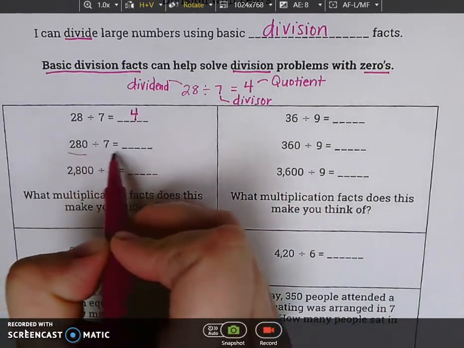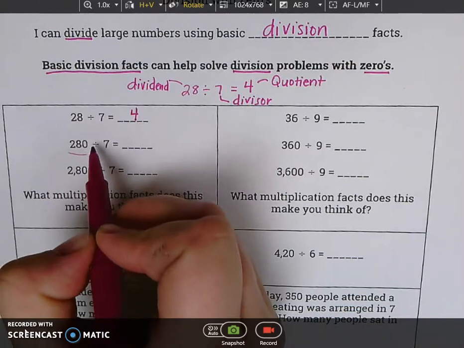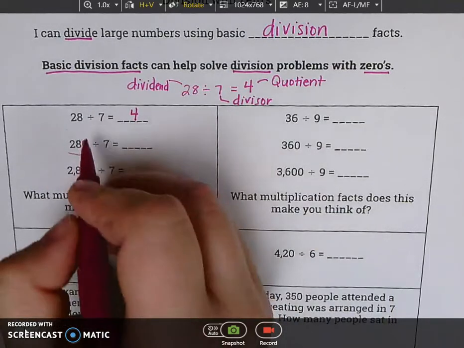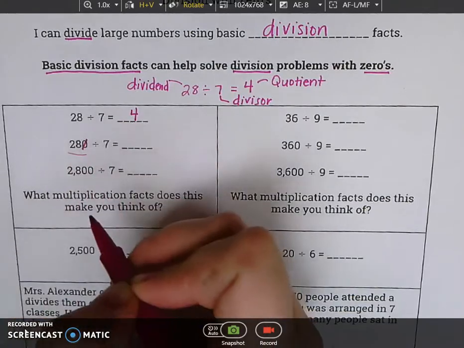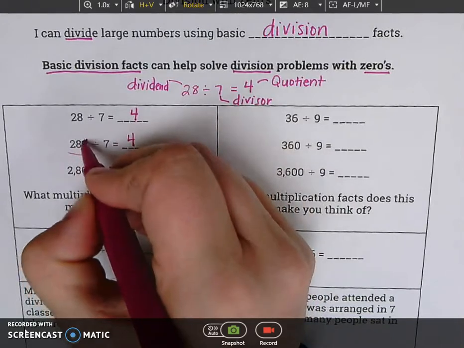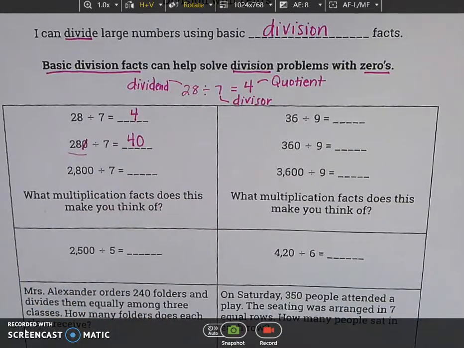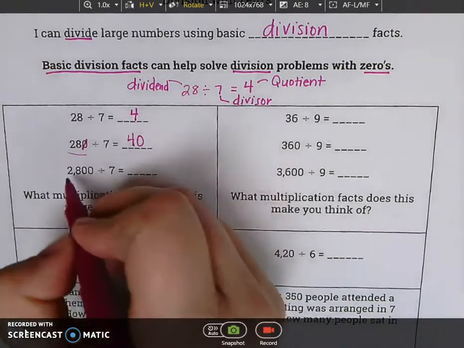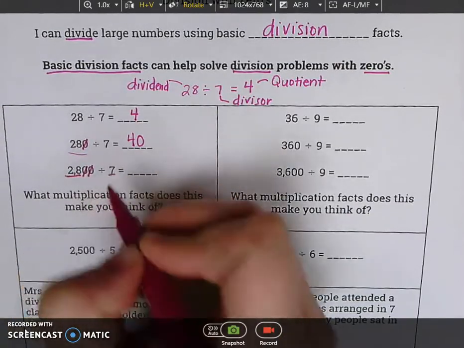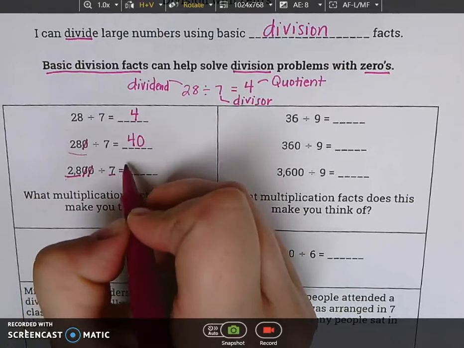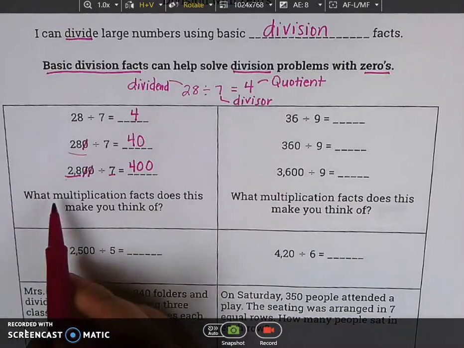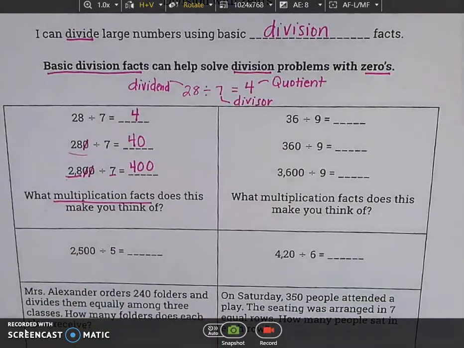So now I'm going to do a bigger problem that has a 0 on the end and see how that works. So forget about this 0 for a second and just do 28 divided by 7. Well, we already said that 28 divided by 7 was 4. Now I just have to add this 0 back on. So my answer would be 40. So same thing here. I've got a couple extra zeros. Just looking at the front number there, 28 divided by 7 is 4. Add those zeros back on. It would be 400.